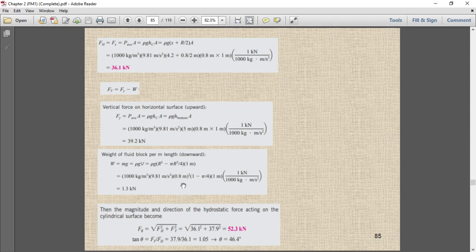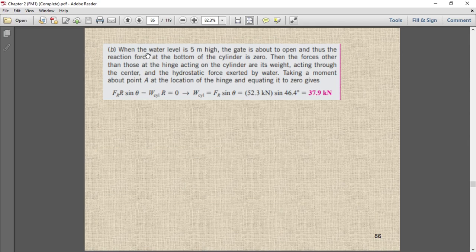Now the second part: when the water level is 5 meters high, the gate is about to open. As I told you at the start of the problem, about to open means the net reactive force and the active force are equal. The net reactive force is 0. If you increase the level of the water just a little bit higher, the water will start flowing. The cylinder will not be able to stop the fluid. So the reactive forces at this condition will be 0.